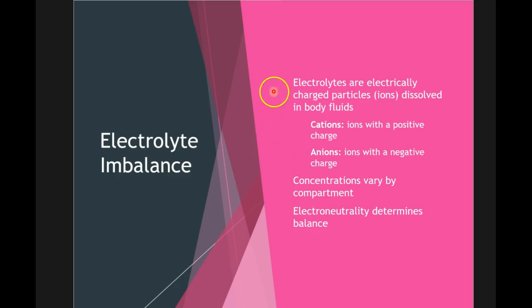So what are electrolytes? They're electrically charged particles or ions dissolved in body fluids. You have negative ones, which are called anions, and positive ones, which are called cations. The concentrations of each vary depending on which compartment you're in, meaning your intracellular or extracellular space. And the goal is to achieve homeostasis, or when it comes to these electrolytes, electroneutrality. So you're going to have a different concentration of cations and anions on opposite sides of the cell membrane.